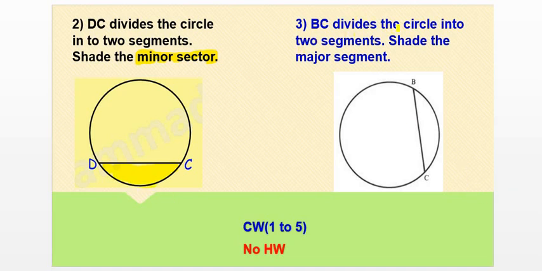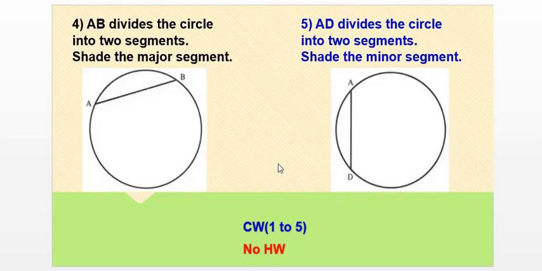Now number 3, it says BC divides the circle into two segments. Shade the major segment. Again, now we have to shade the major segment, so better pause the video here and shade it on your own. So this is how it will be shaded, right? Let's solve some more questions from the exercise. Better pause the video here, because you have to decide where the major and the minor segment are and do it on your own. So here is the answer for question number 4. The major segment has been shaded, and here the minor segment has been shaded.